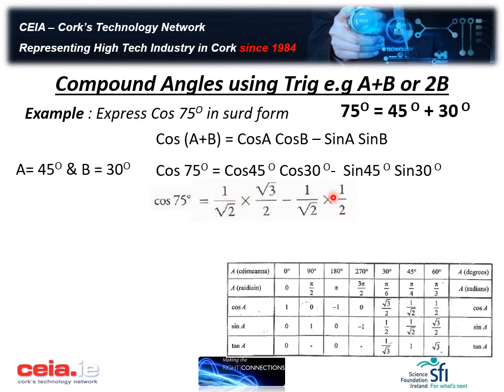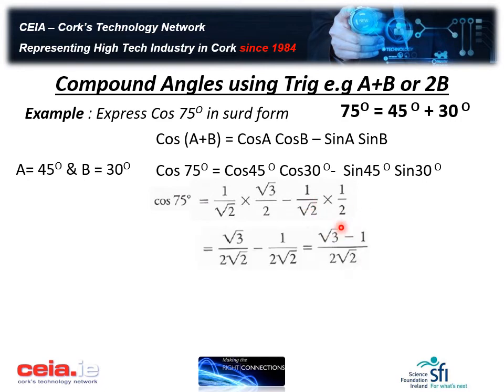So just multiplying each term, we get something like this, which is root 3 over 2 root 2 minus 1 over 2 root 2. And because we have a common denominator, we can combine those into root 3 minus 1 over 2 root 2. And I would be perfectly happy with that as a final answer for this question, but in the example I took out of the book, they have made one more step, not sure why. They multiplied above and below by root 2 to give us root 6 minus root 2 all over 4.